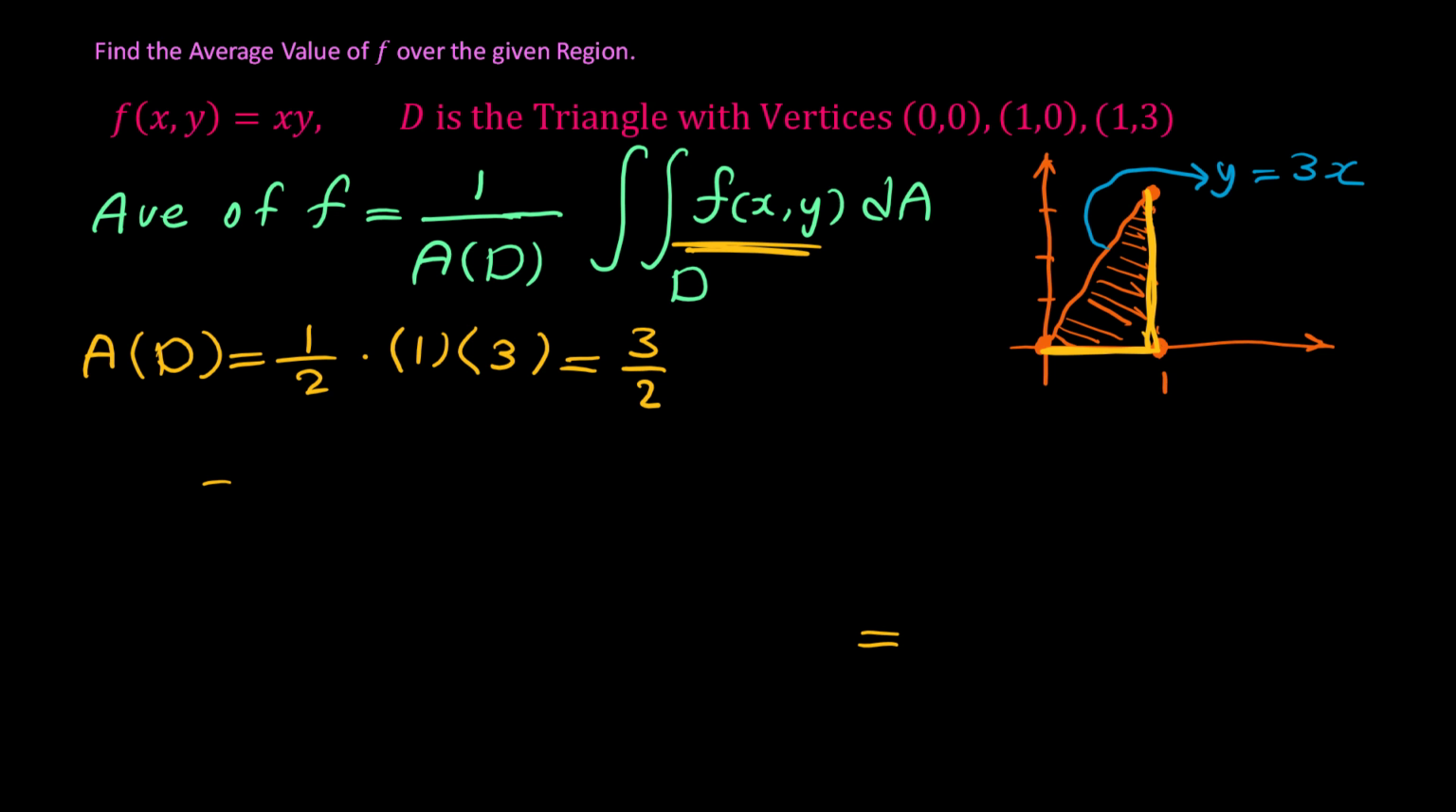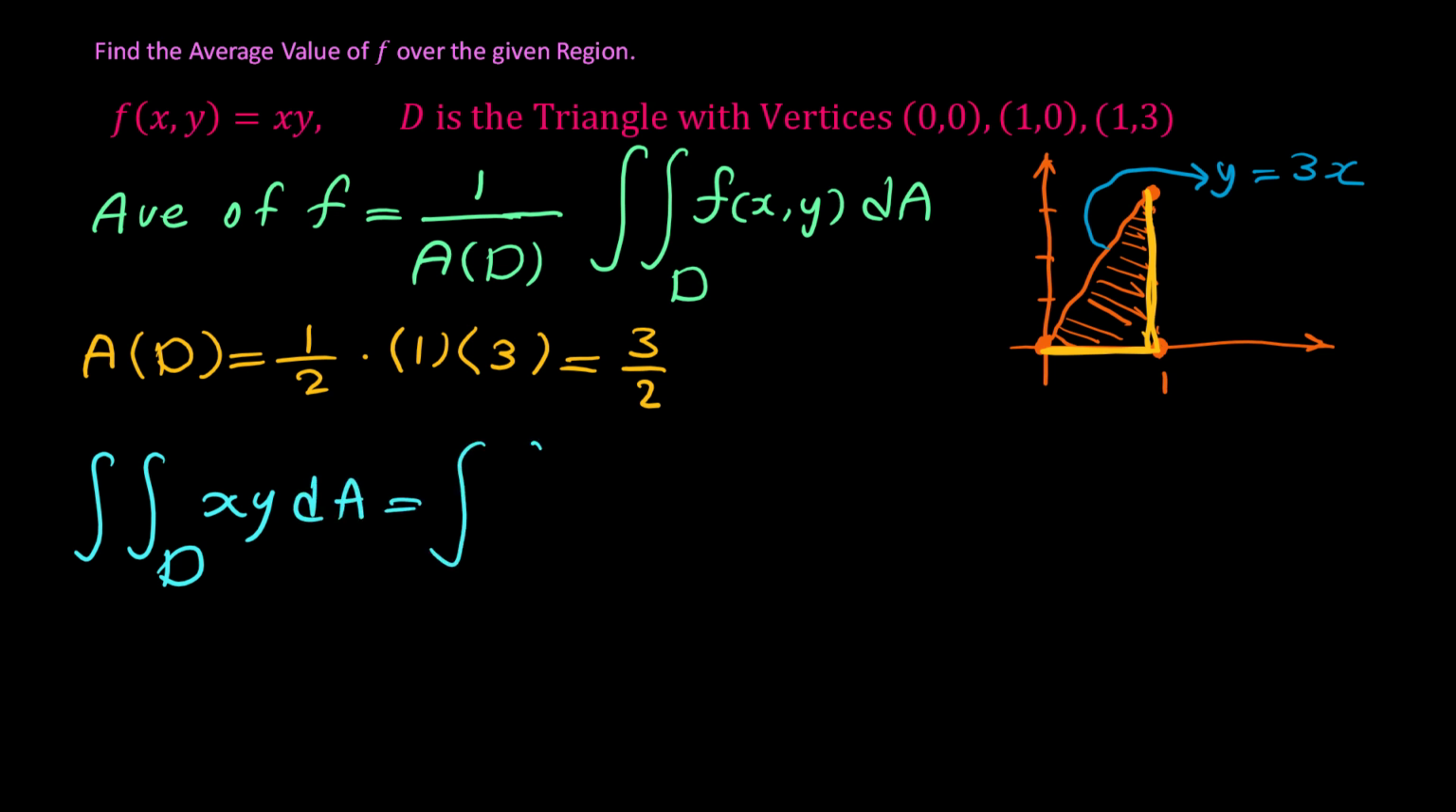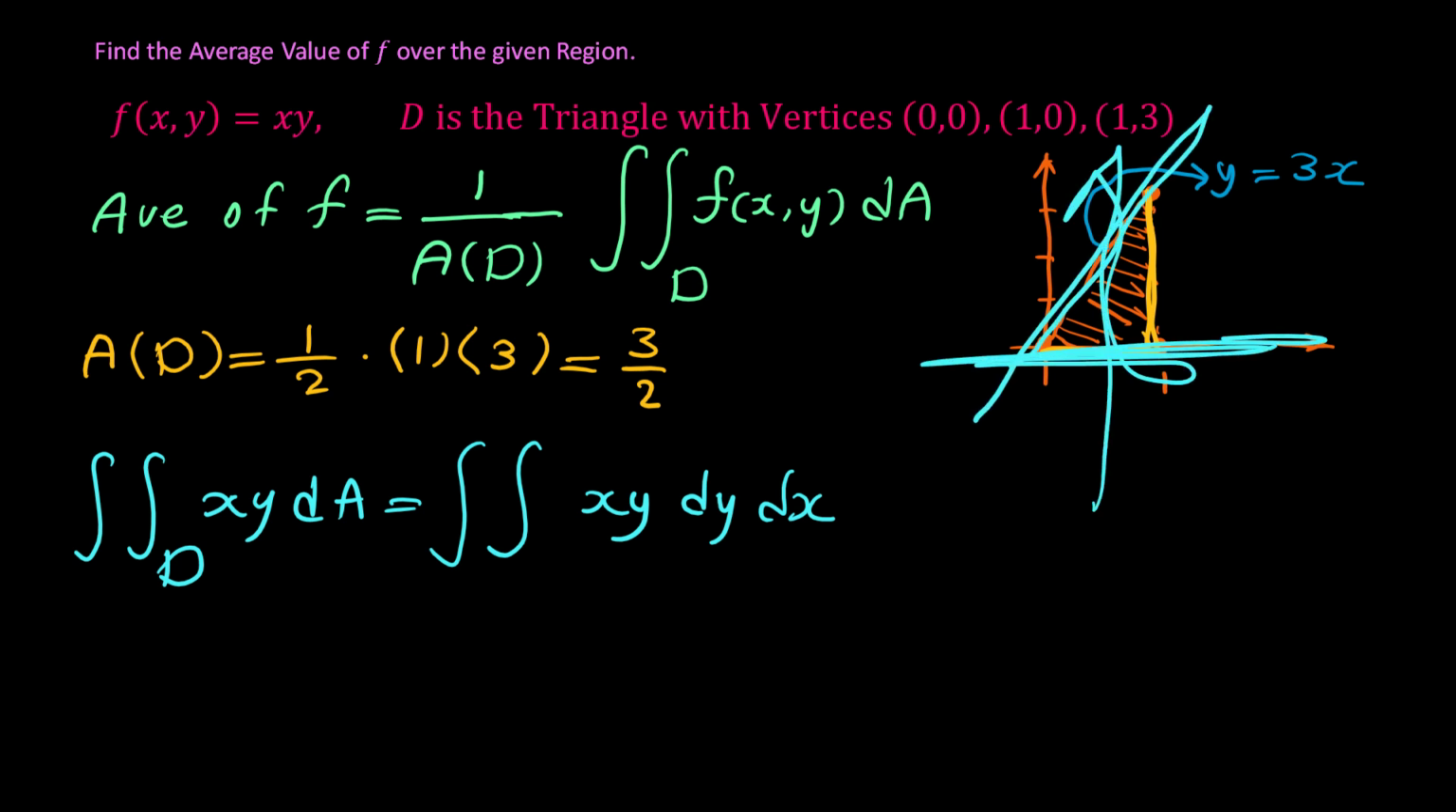Now we have to find the double integral of the given function, which is xy, over the region. Basically, the double integral of xy over region D dA. Because again, this is a very simple function, the order of integration doesn't matter. You can write dx dy or dy dx. So I am going to choose dy dx. Y is changing again from 0 to this line. So y is changing from 0 to 3x, and x is changing from 0 to 1.